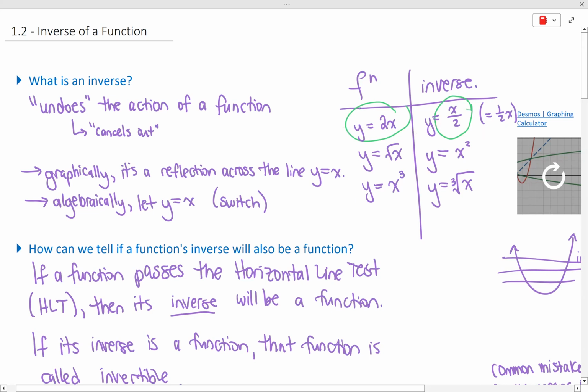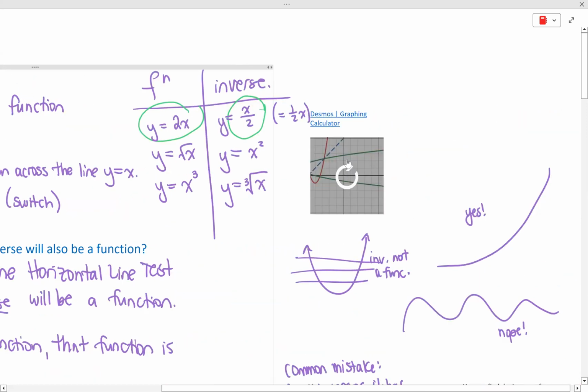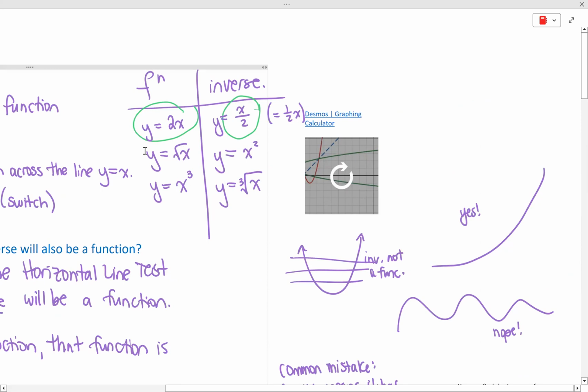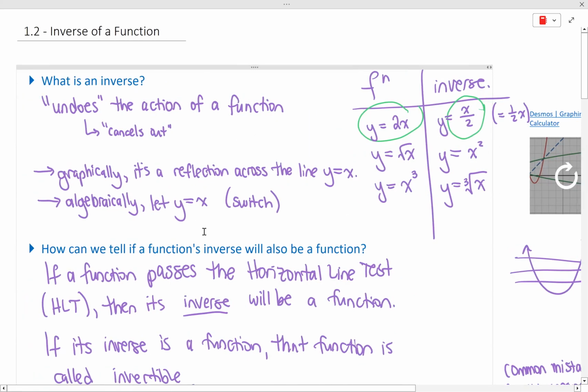Another example is the square root. The opposite of squaring is square rooting, and the opposite of square rooting is squaring. So those would be another example of inverses. If you want to figure out graphically an inverse, you can reflect it across the line y equals x, which you can see in this Desmos example here. Algebraically, if you want to figure out the equation of the inverse, you can switch x and y.